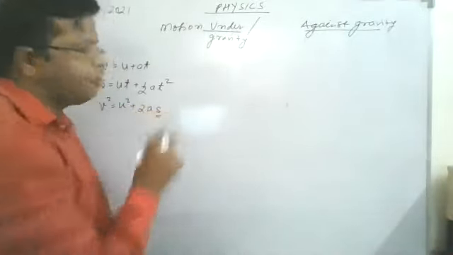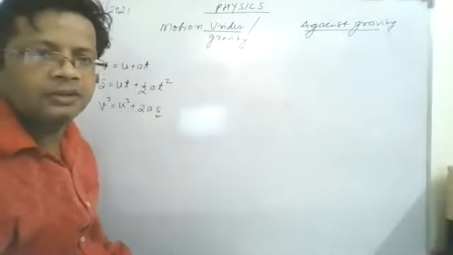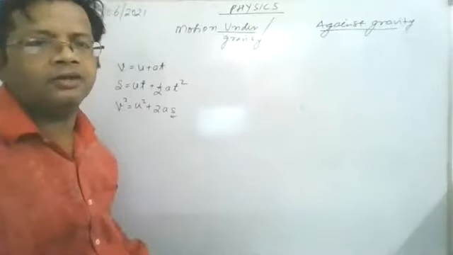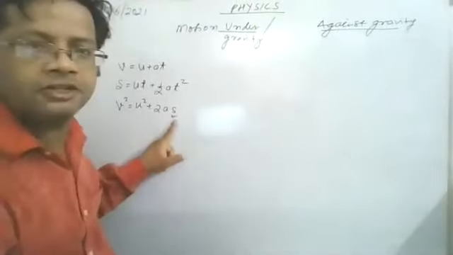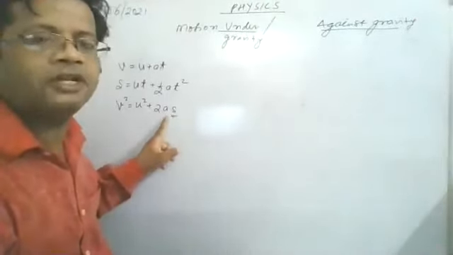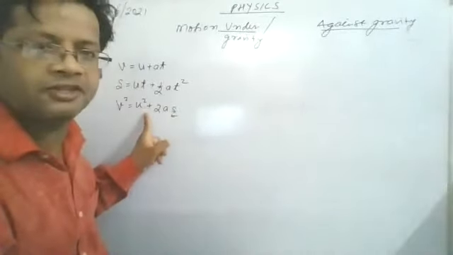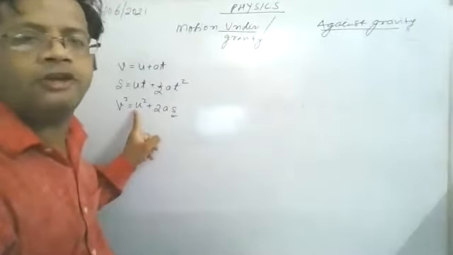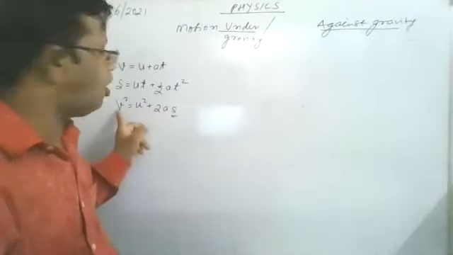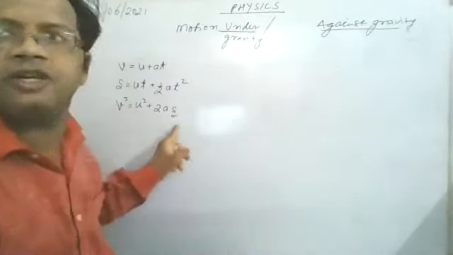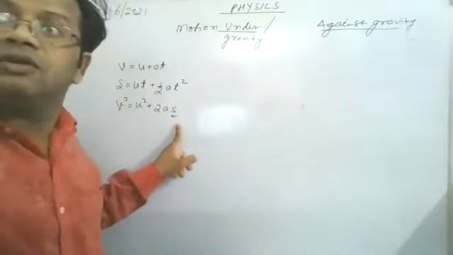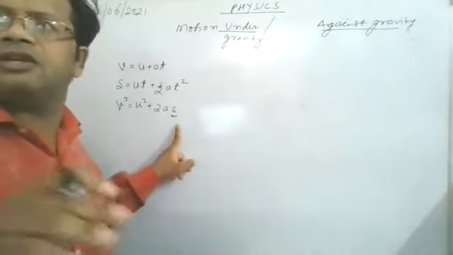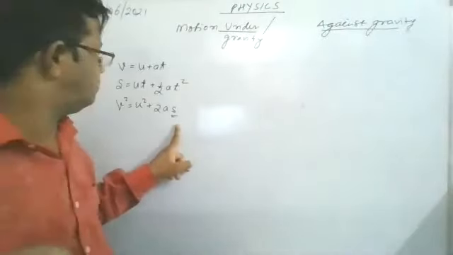But see, s is the distance moved by the body. a is the positive acceleration, that's why the plus sign is there. It means u is the initial velocity and the velocity of the body is increasing with time. Now you see here.